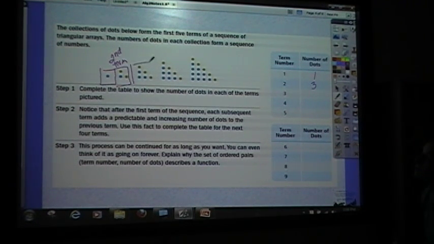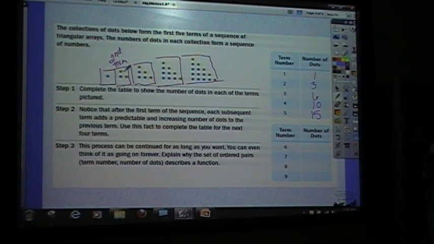The next one is my third figure. The third term has how many dots? 3, 4, 5, 6. The fourth term has how many dots? 10. The fifth term has 15. Okay? I could go on and draw these figures if I needed to, but I don't really need to.